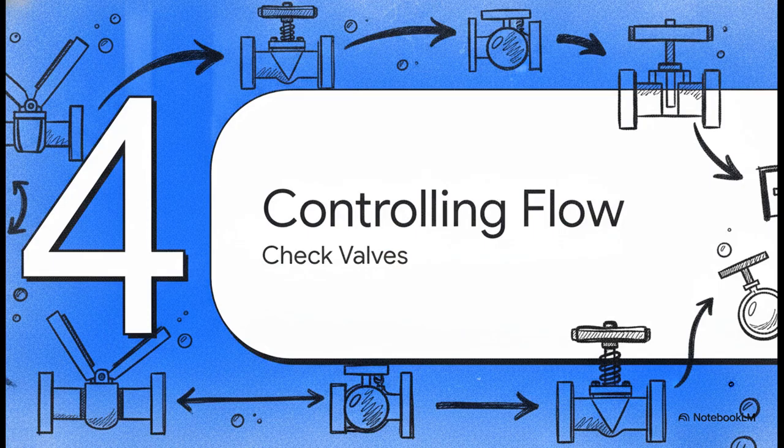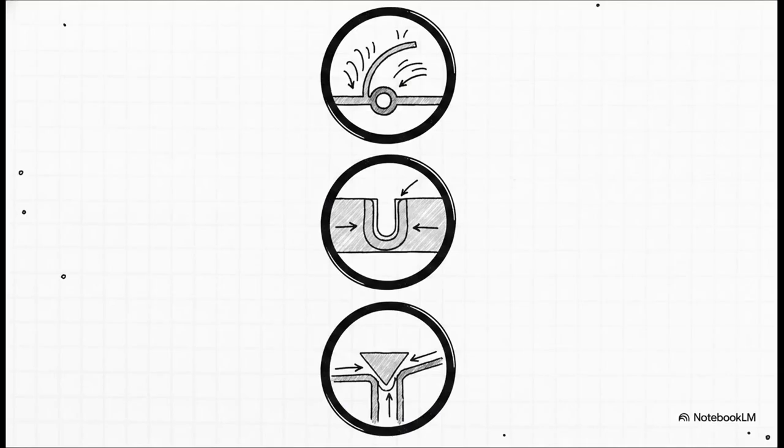Section 4. Controlling flow with check valves. Let's transition over to the tiny gatekeepers of our pumps that force all this air and fluid to only move in one direction. From heavy-duty steel flaps failing under extreme heat all the way down to zero-friction silicone membranes in microscopic labs, getting the right seal dictates the success of the entire system.